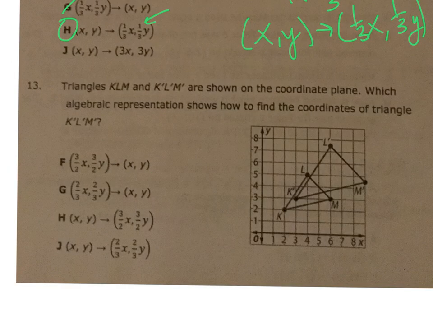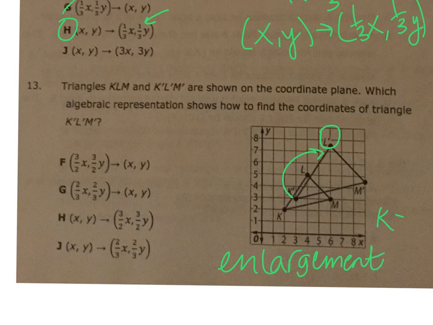Okay, so for number 13, we really have to pay attention to which one is the dilated one. So remember, your dilated ones are the primes, okay? So I went from KLM to K prime, L prime, M prime, so I can see that I did in fact get bigger. So I'm looking for an enlargement. So I'm looking for a scale factor greater than 1.